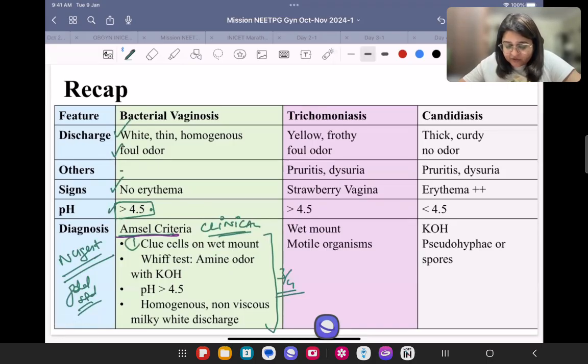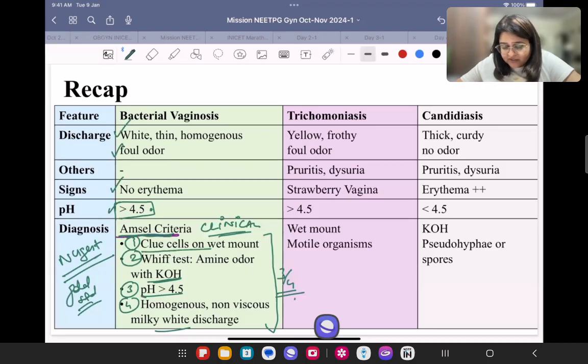First is clue cells. You make a wet smear, a saline drop you put on the discharge and you check under the microscope. Second is the whiff test. You put a drop of potassium hydroxide on the slide, and you have this sudden fishy odor which comes out. Okay. Third is pH more than 4.5, and fourth is this discharge. Okay? So any 3 of these 4, if it's there, it is Amsel's criteria.